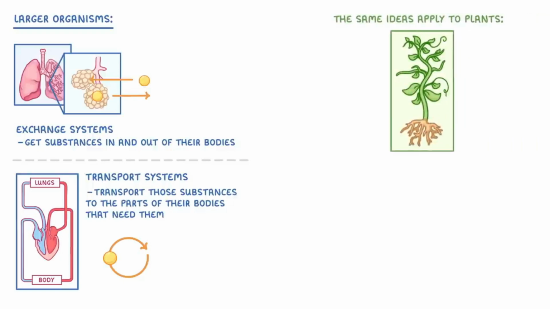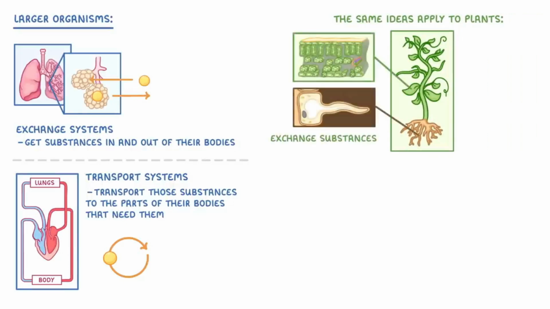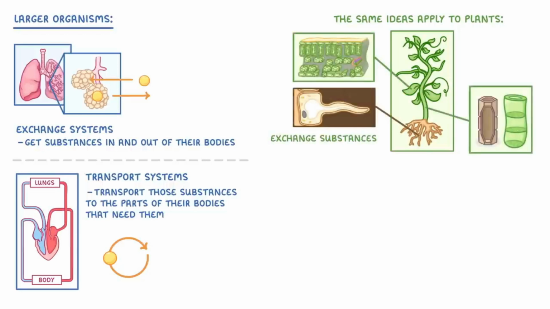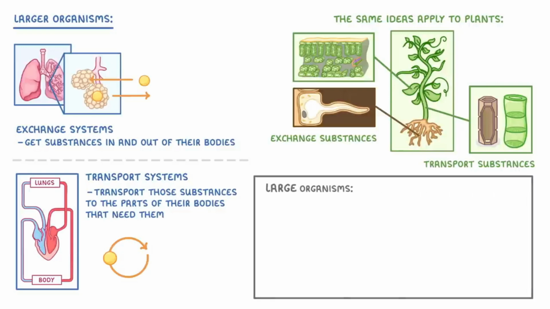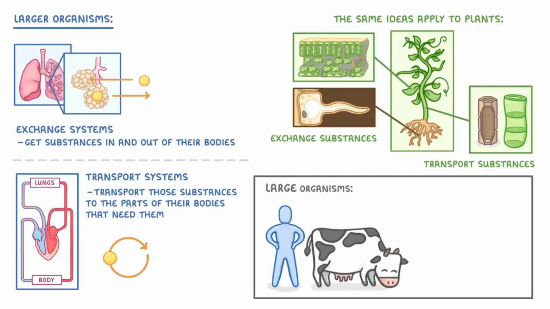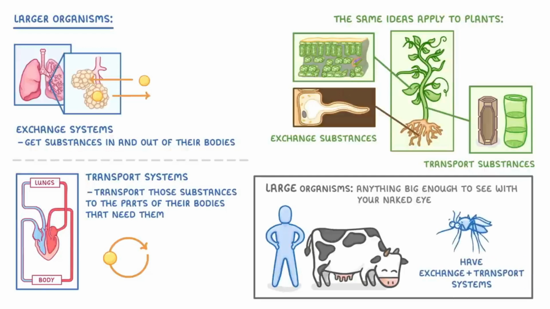The same ideas apply to plants. For example, they have roots and leaves to exchange substances with the environment, and phloem and xylem tissues to transport those substances around the plant. We'll take a closer look at each of these specialized exchange surfaces and transport systems in other videos, but the aim of this video was just to explain why we need them. Also, it's important to understand that when we say large organisms, we don't just mean things like humans and cows. We're really referring to anything that's big enough to see with your naked eye. For example, even insects like mosquitoes have exchange and transport systems.